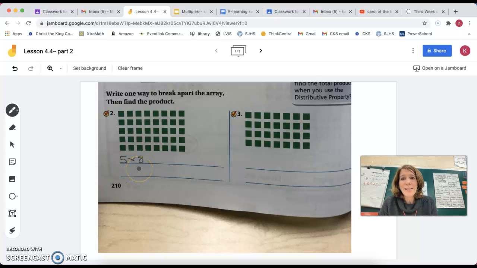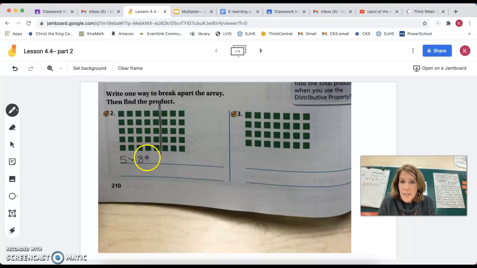So I'm going to break the 8. And you can decide how you want to break the 8. Let's break the 8 into 5. 1, 2, 3, 4, 5. Let's break the 8 right here. 5 and 3. Okay, let's break it right here.